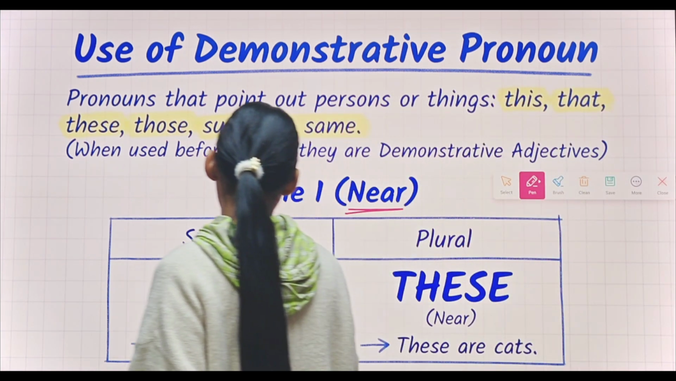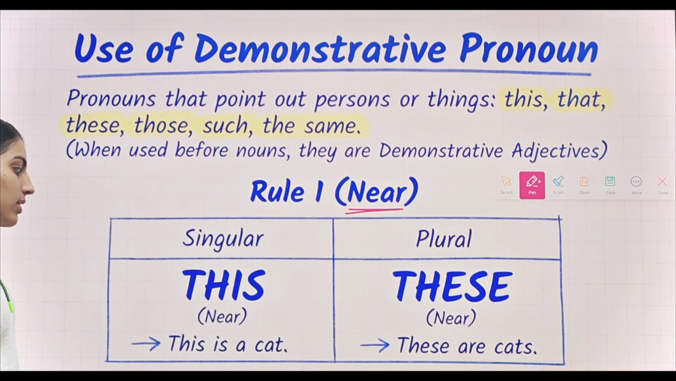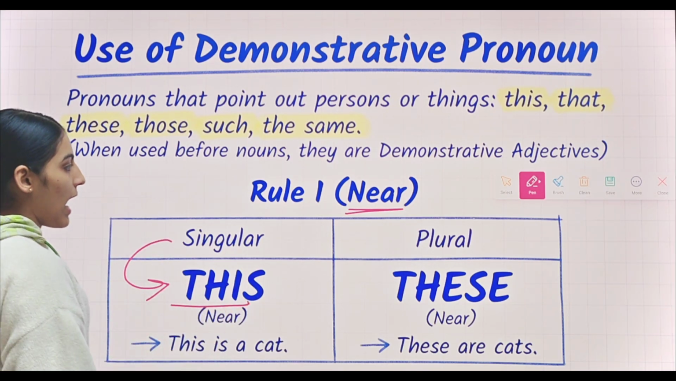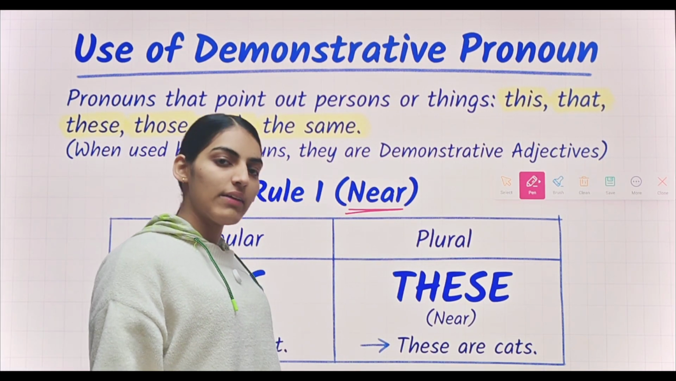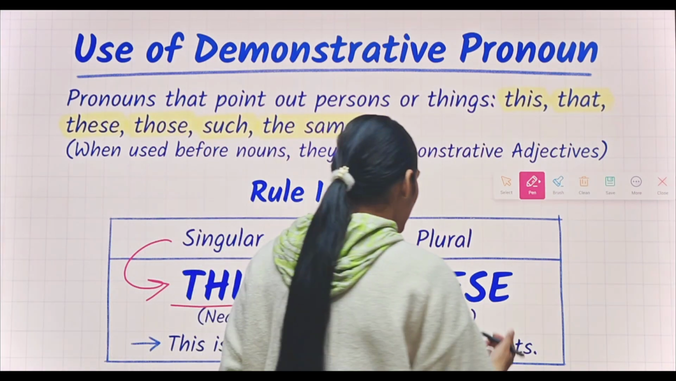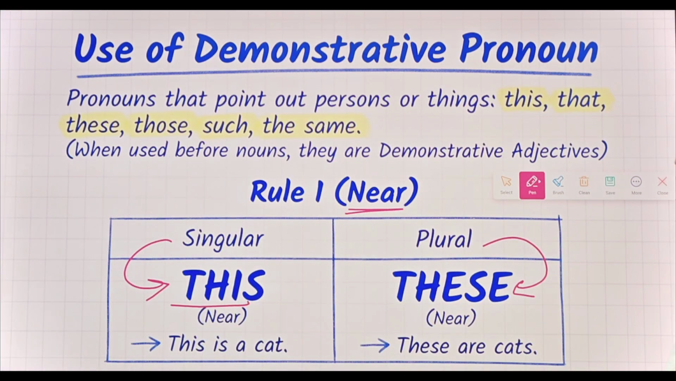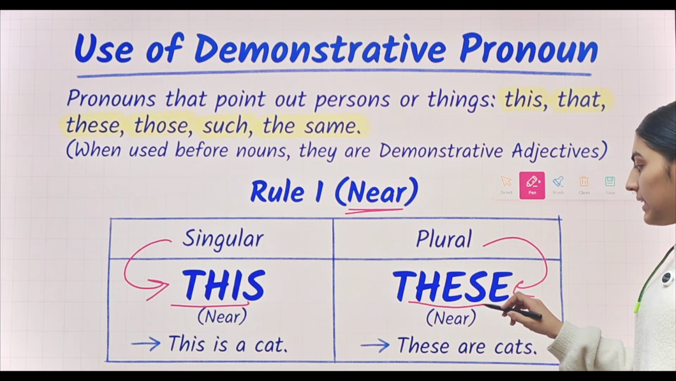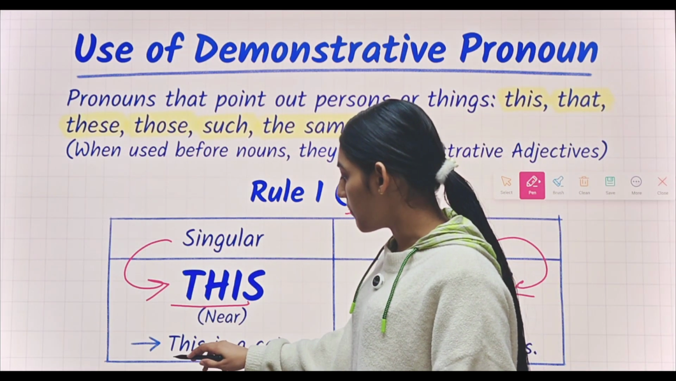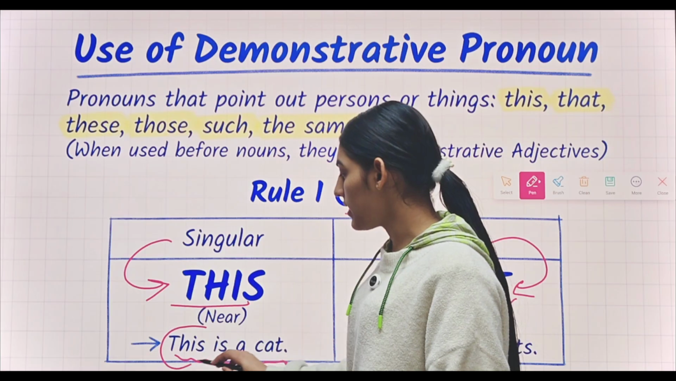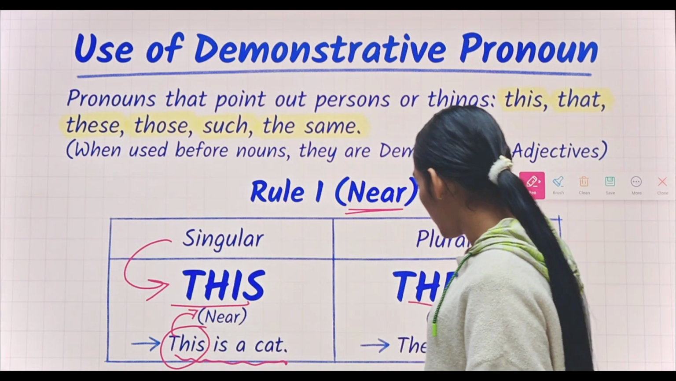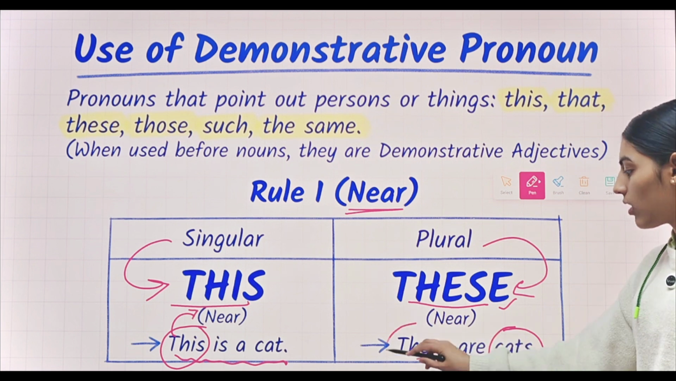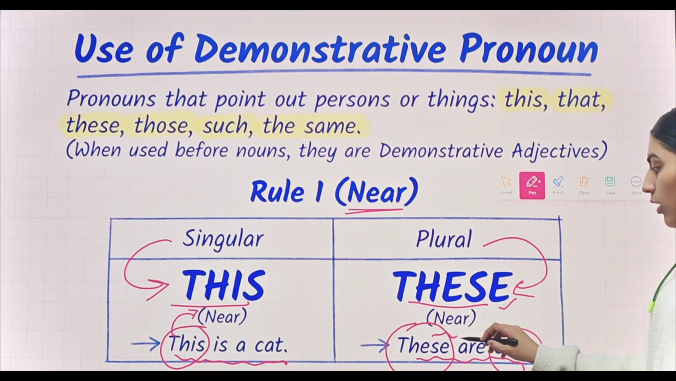Let's see the rule number 1. Rule number 1 is near. If the thing is near to us, we will use in the singular form this. And if the thing or non-living thing is near to us but it's in plural, like more than one, we will use the plural form of this, which is these. So we have an example. This is a cat. So here this is for the near one. Then we have these are cats. So here it's a plural one, and along with that we have used these since the object is near.